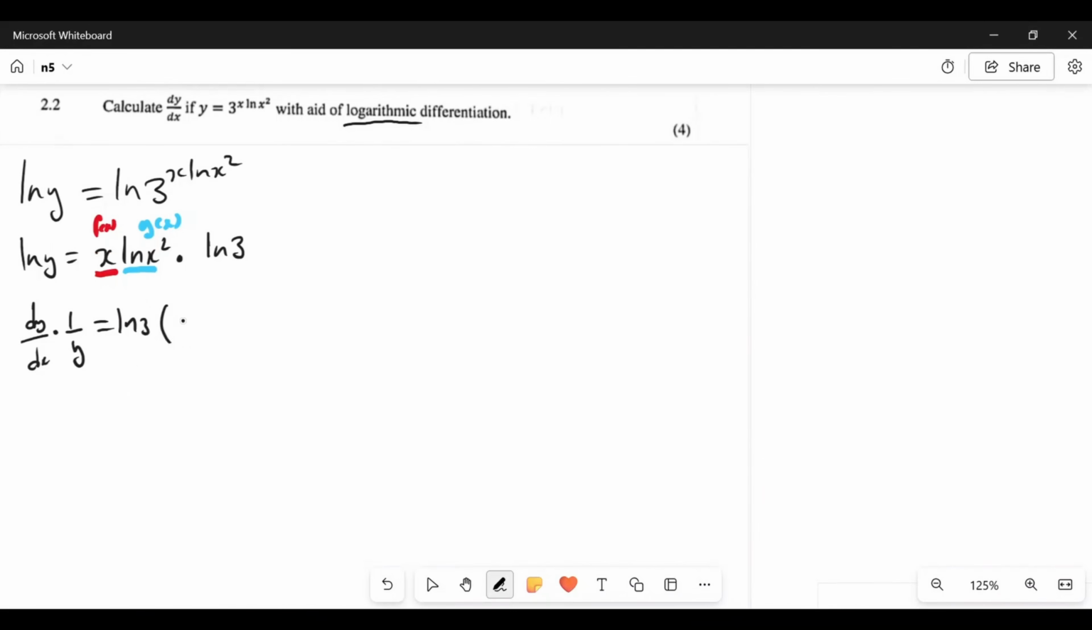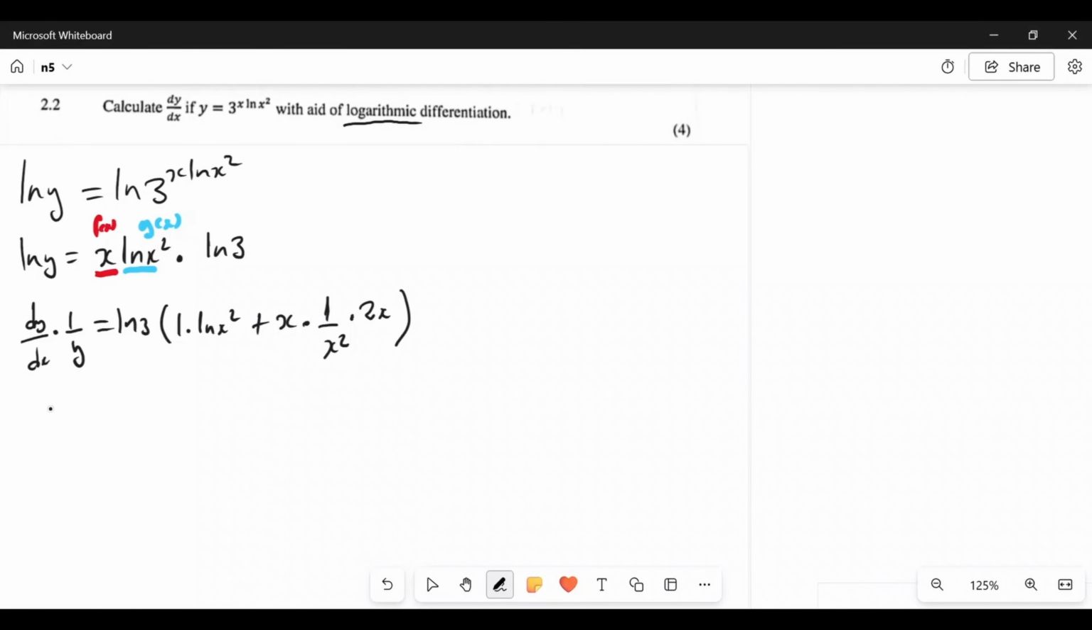So let's derive our f of x. Our f of x is 1, so it's going to be 1 multiplied by ln x squared. There we go. Plus, now the second one, we derive g of x. Let's start by writing our f of x here, and then our g of x, we start with ln. When we derive ln, it's 1 over x squared multiplied by the derivative of x squared, which is going to be 2x there. Then close bracket like that.